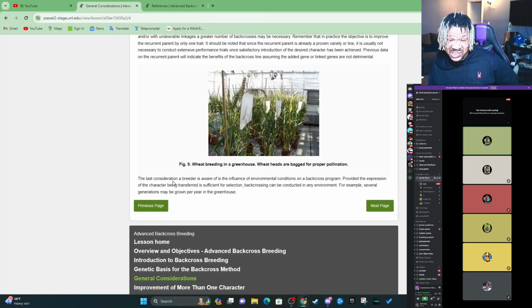A last consideration a breeder is aware of is the influence of environmental conditions on a backcrossing program. Provided the expression of the character being transferred is sufficient for selection, backcrossing can be conducted in any environment. For example, several generations may be grown per year in the greenhouse.